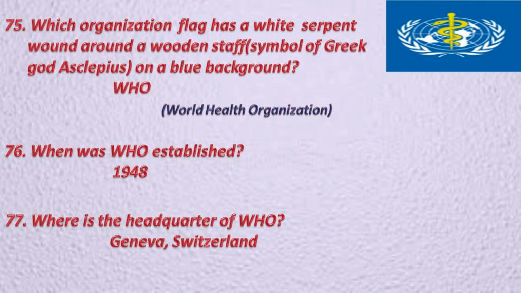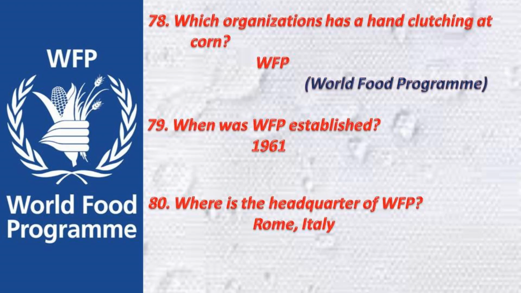75. Which organization flag has a white serpent wound around a wooden staff, symbol of Greek god Asclepius, on a blue background? WHO, World Health Organization. 76. When was WHO established? 1948. 77. Where is the headquarter of WHO? Geneva, Switzerland. 78. Which organizations has a hand clutching at corn?